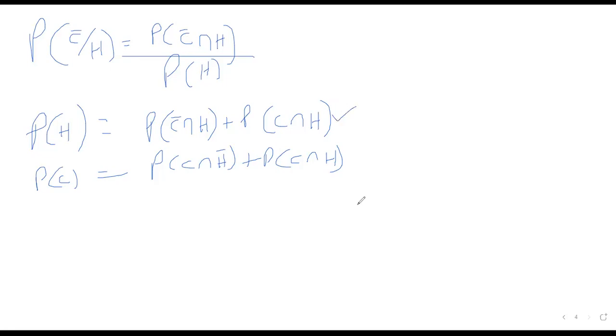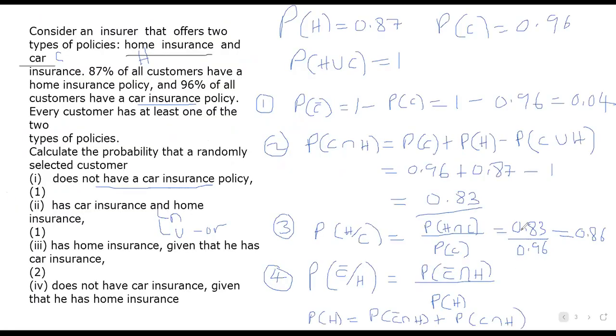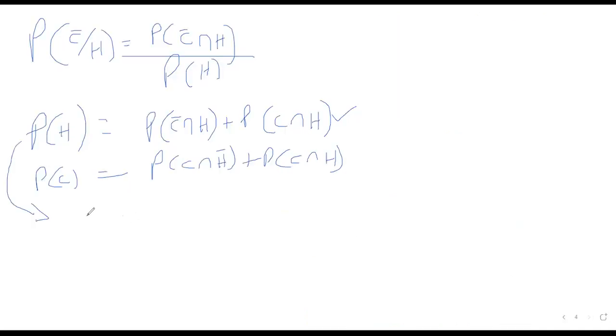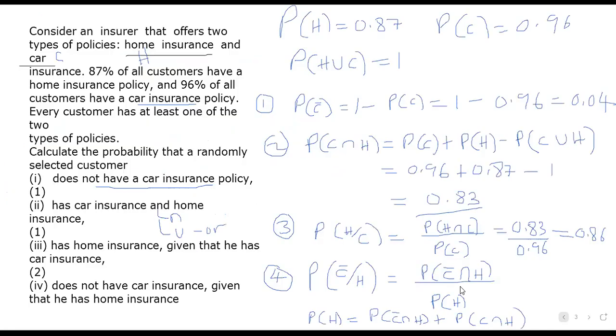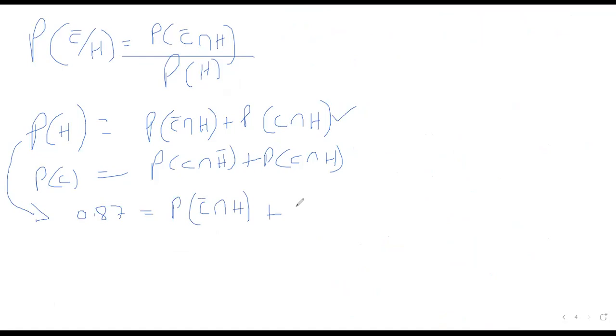Now, having decided that, let's now substitute. The probability of H is 0.87. So here you put 0.87 is equal to, this part we don't know, C complement intersection H, plus the intersection we found of C intersection H, which was 0.83. So here we put 0.83.